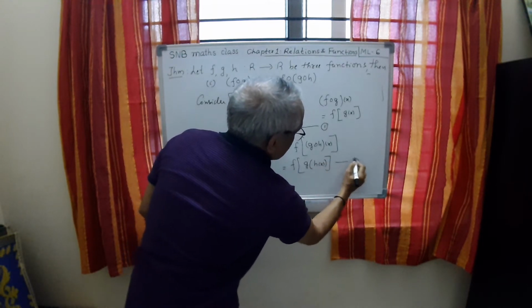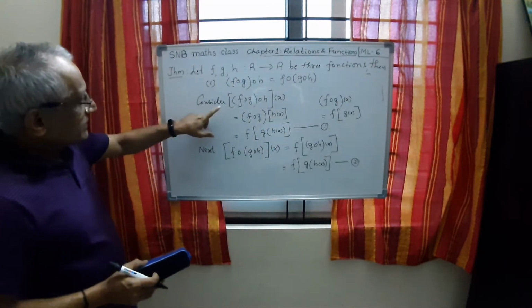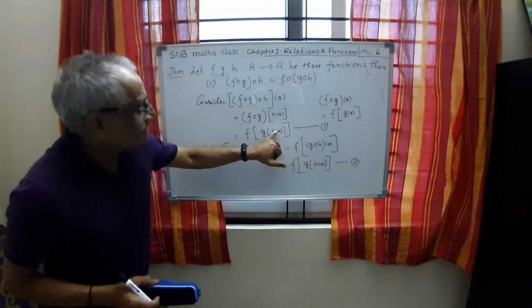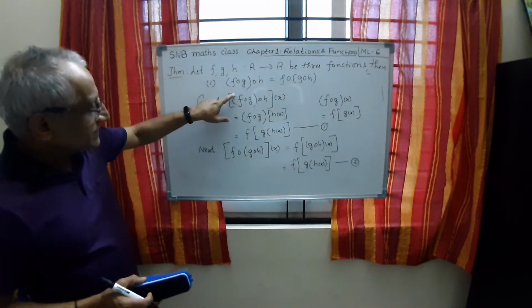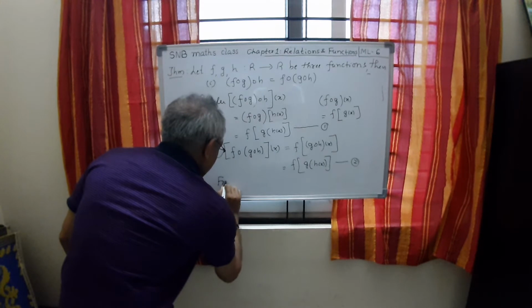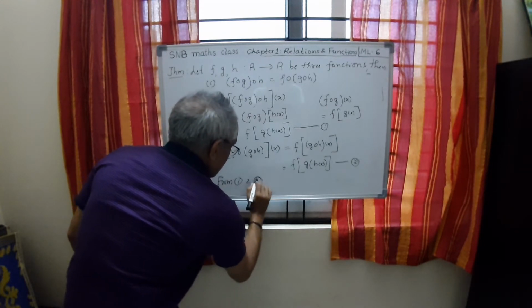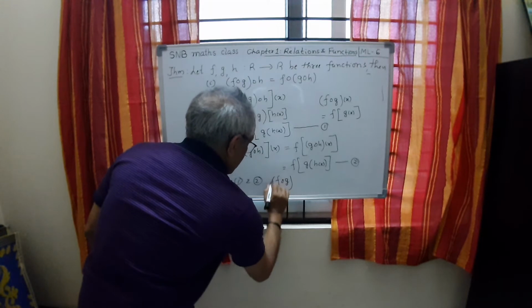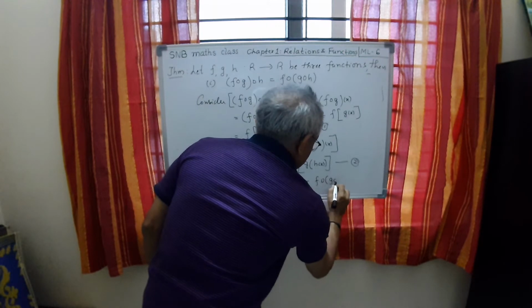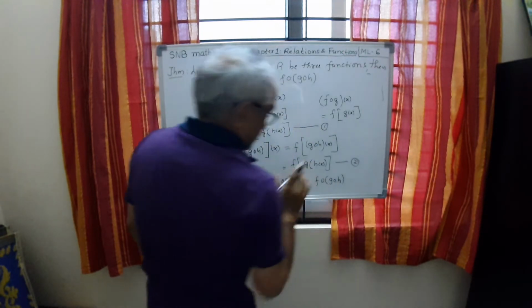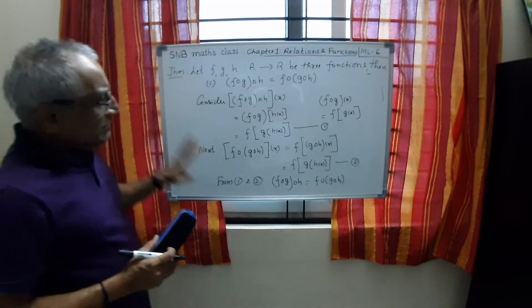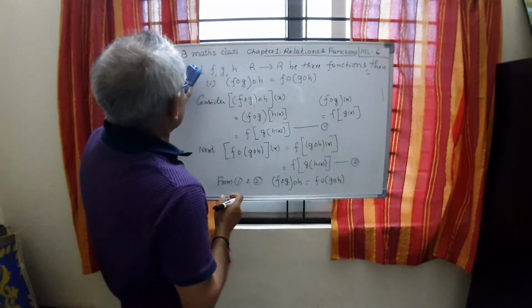Let us say this is 2. Now you can see left hand side, right hand side, left hand side, right hand side. These two are one and the same. So definitely, therefore you can say this function must be equal to this function. So from 1 and 2, f of g of h is the same as f of g of h. So this is the property. Associative property is proved. Let me take one more, and then the remaining two you please try.